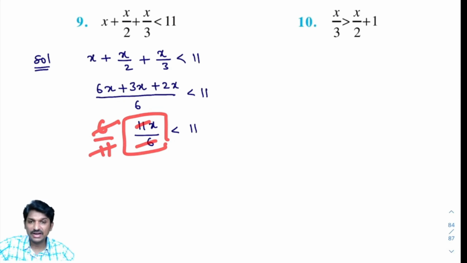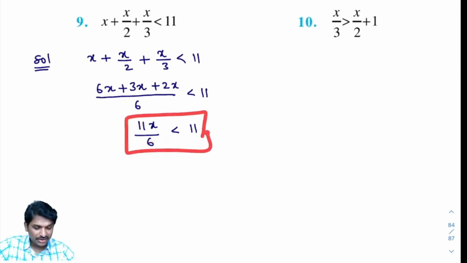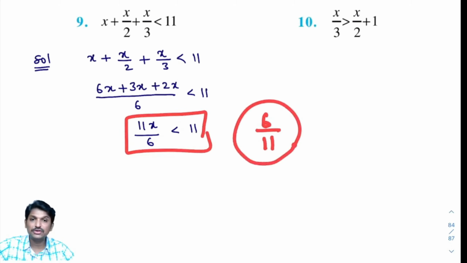I hope you are understanding. This is the inequality now. For this inequality, I'll multiply with 6 by 11 on both sides. Is 6 by 11 positive or not? Yes, 6 by 11 is clearly positive.